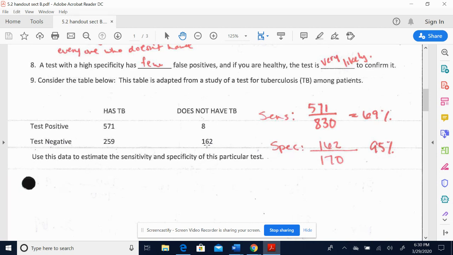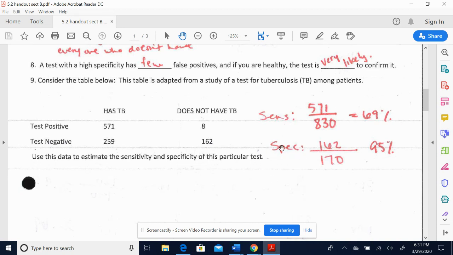Okay. So if we're going to try to estimate sensitivity and specificity, when I look at sensitivity, there's my true positives out of everybody who has it. Now, where did this 830 come from? It's the sum of this column. These are all of the people who have it and all of the people who should have gotten a positive result. So we got 69% of those. So that means it's about 69% sensitive.